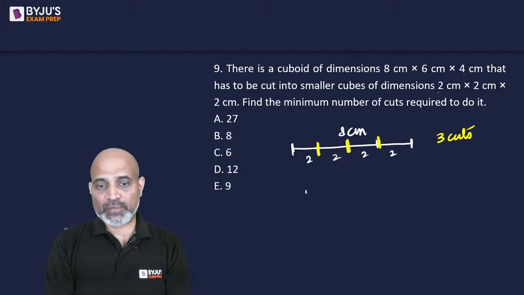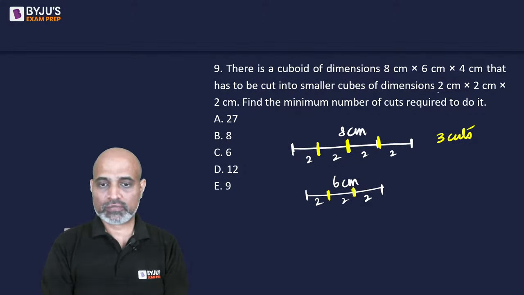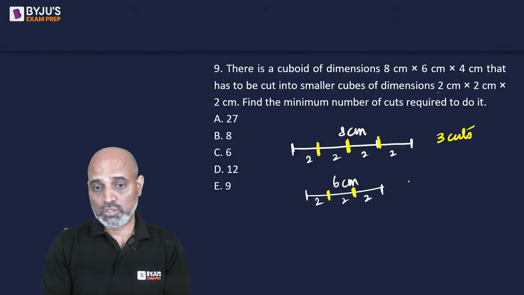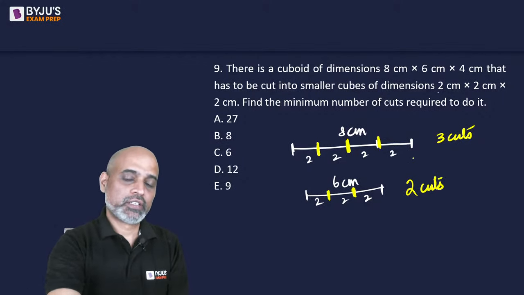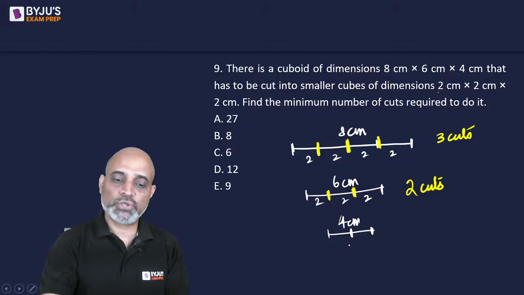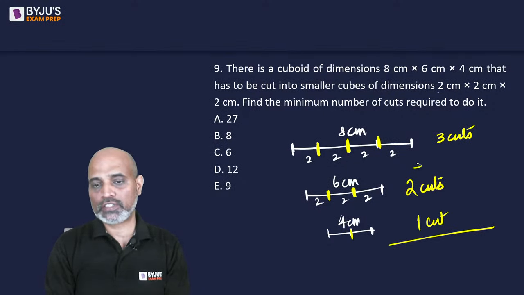Next one is 6 centimeter. If I say this is 6 centimeter, then for 2 centimeter pieces how many cuts do I need? I need 2 cuts. Again, not the corner ones, but only the central ones. So we need 2 cuts here. Then you have a 4 centimeter length, and you need 2 centimeter pieces, so you need only one cut from here. What is the total number of cuts you are going to have? 6.